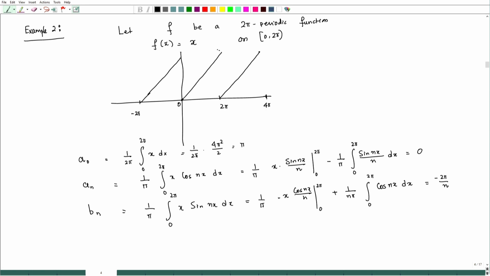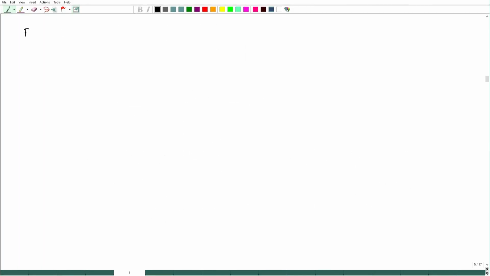Now, our next example is interesting. Here we are taking f of x, a 2 pi periodic function defined on 0 to 2 pi as x. Now, if I change it a little, this is example 3: f is 2 pi periodic and f of x is equal to x on minus pi to pi.